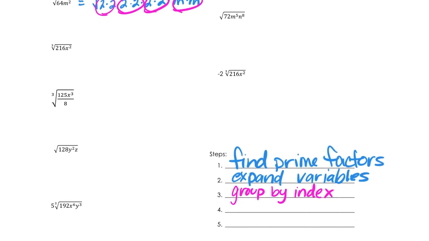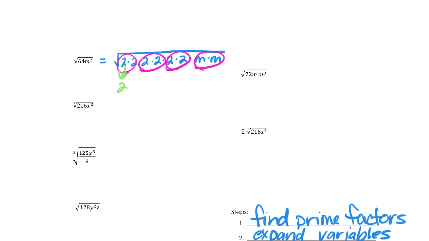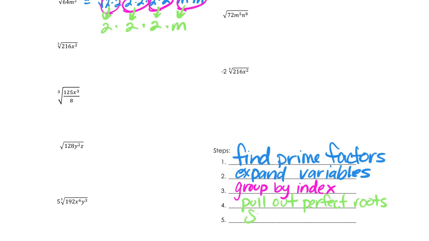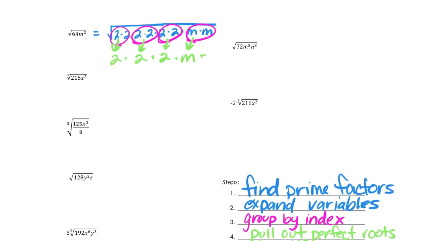At this point now, we're going to pull out perfect squares, or perfect roots, I guess I should say, because it's not always going to be 2. So those will come out. So we will have 2 times 2 times 2 times m. So at this point, we will simplify, which means I'm going to multiply it all together. So in this case, we would have 8m as our solution.